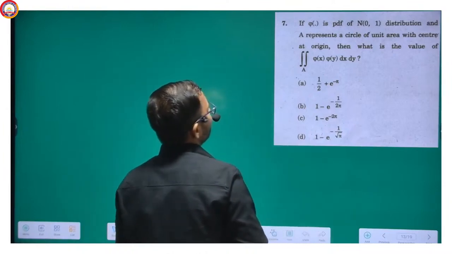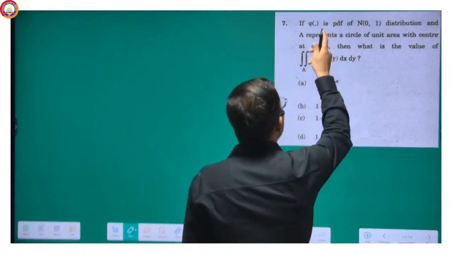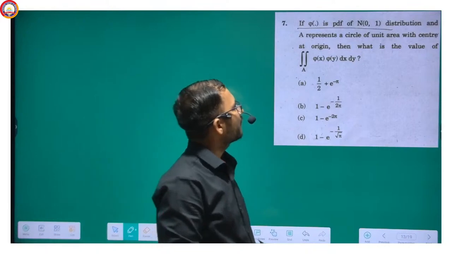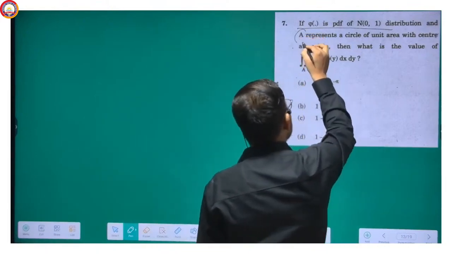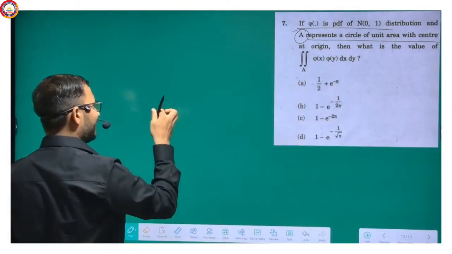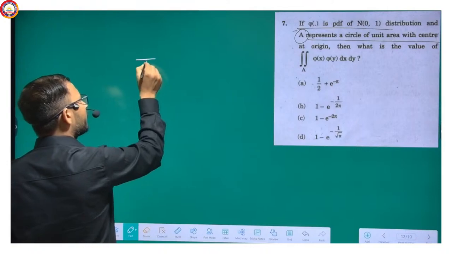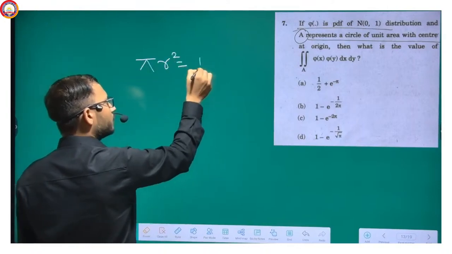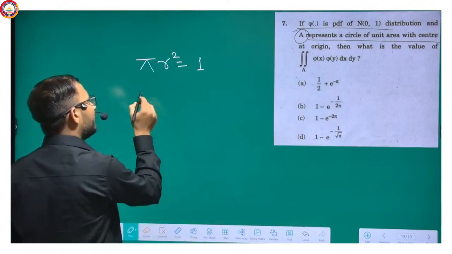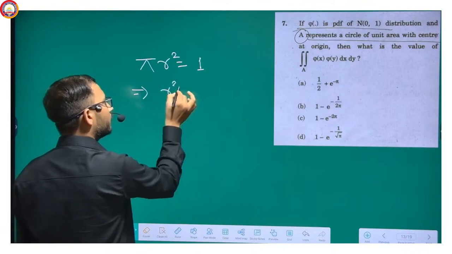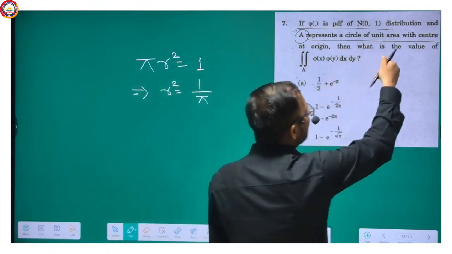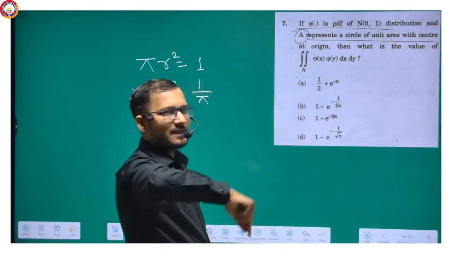You can see here, it says if phi dot is the PDF of normal 0 1 distribution and A represents a circle of unit area. Circle of unit area, it says. That means pi r square is equal to 1. Unit means 1. So that means r square equal to 1 upon pi. This A represents a circle of unit area with center at origin.